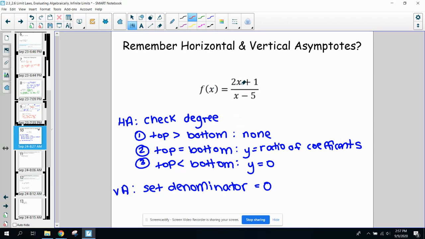So in this problem that we have here, if I wanted to find the horizontal asymptote, I'm going to check the degree. The degree of the top is 1, degree of the bottom is 1. So they're the same, so I'm going to do the ratio of the coefficients. So I have 2 over 1, and my horizontal asymptote is going to be y equals 2. And then for the vertical asymptote, since nothing can be simplified here, we're just going to take the denominator and set it to 0. So x equals 5 is my vertical asymptote.